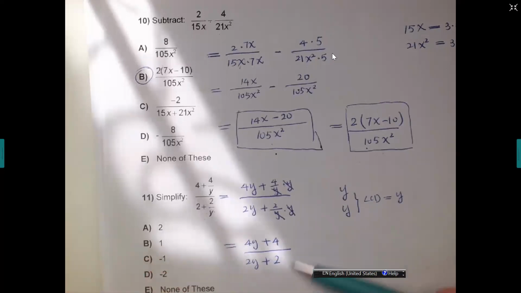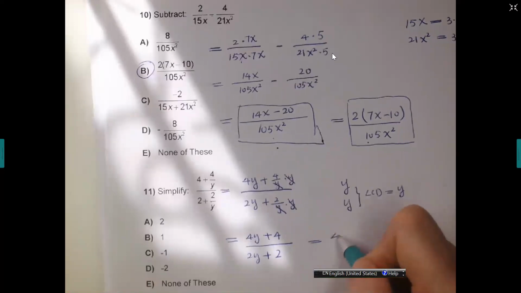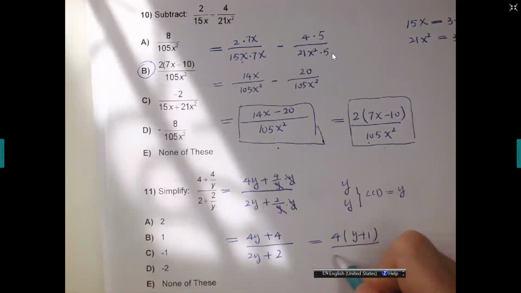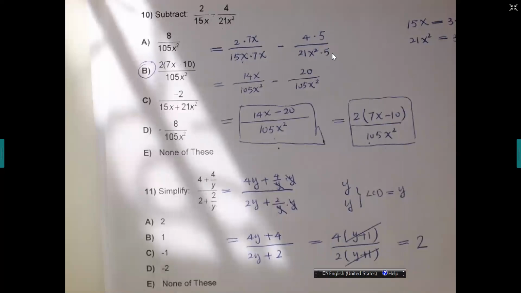How do we simplify this rational expression? Factor the numerator and denominator respectively. The numerator can be factored as 4 times y plus 1. The denominator can be factored as 2 times y plus 1. So y plus 1 cancel each other. 4 divided by 2, that is 2. So the final answer is not 4 over 2, that should be 2. This is a complex rational expression.